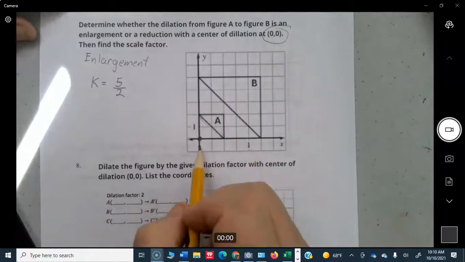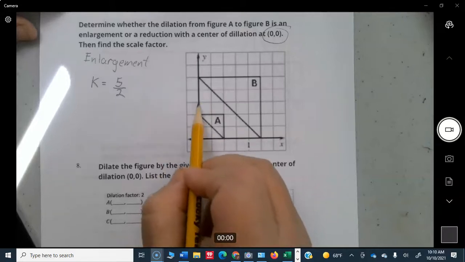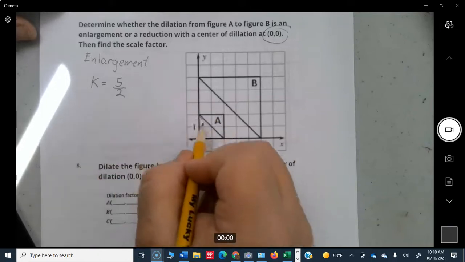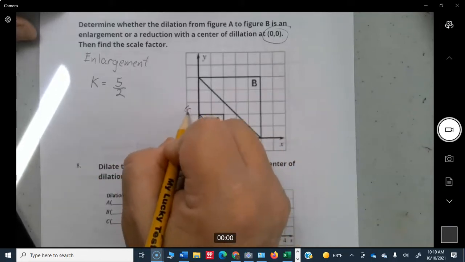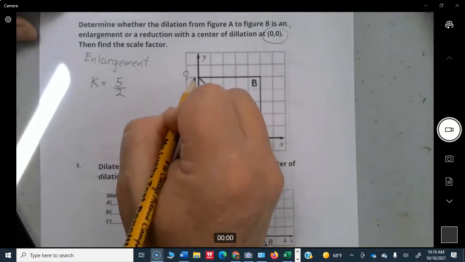We can look at this one as well. So this is 1, 2 if you go up the y-axis, and this one is 1, 2, 3, 4, 5. So you multiply this by 5/2. Let me just prove that. This is 0, 2. And this is 0, 5.